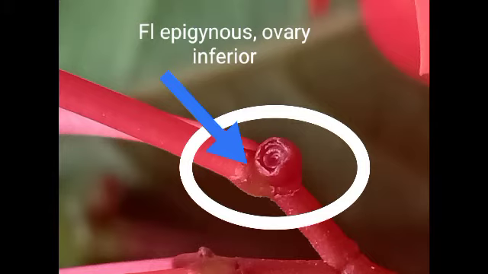Now regarding the flower, it is epigynous and the ovary is inferior because all the floral appendages are born above the ovary.